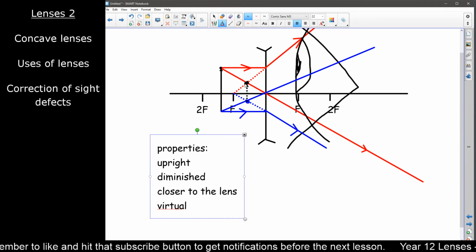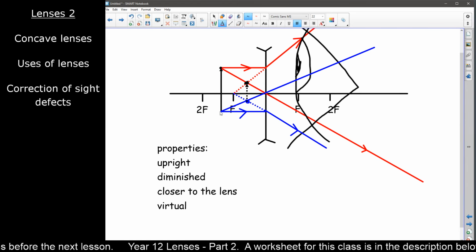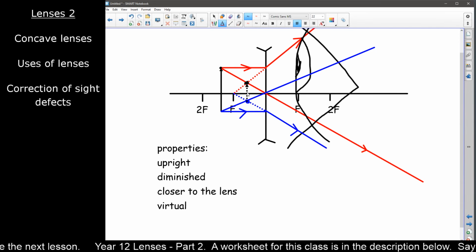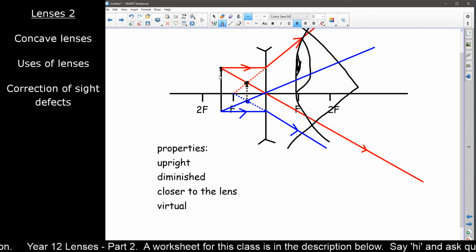And as we'll discover a little bit later on, this is how you correct people that are short-sighted, because this is bringing a large or a distant object closer. And that's what short-sighted people can't do. They can't see far away stuff. So you bring the far away object closer to them.